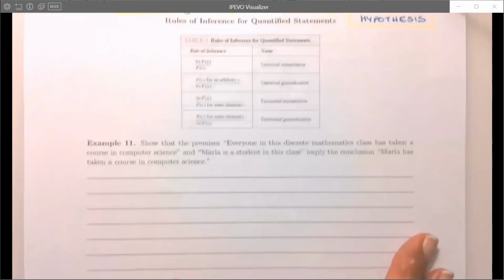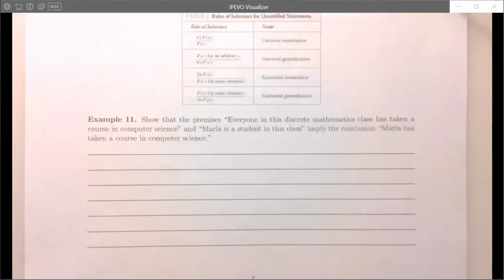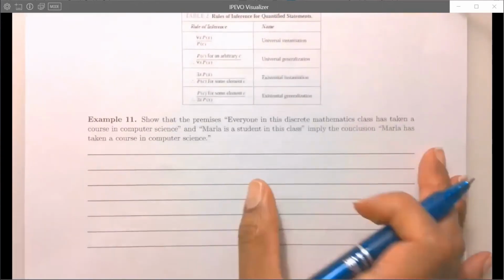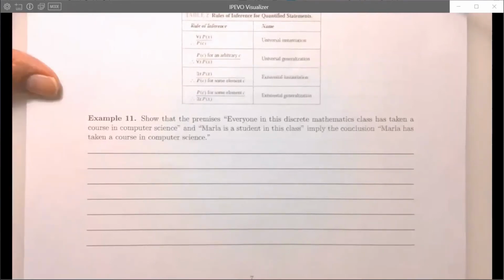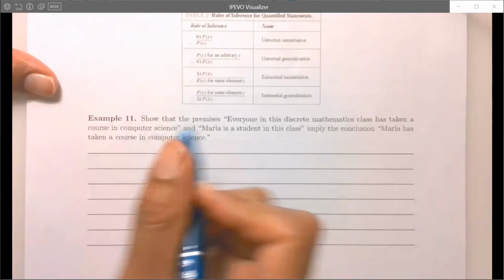So for example 11, they want us to show that the premises, everyone in this discrete mathematics class has taken a computer science course, and Marla is a student in this class, imply the conclusion that Marla has taken a course in computer science. So in order to build this argument, I'm first going to translate it into propositional functions and quantifiers.